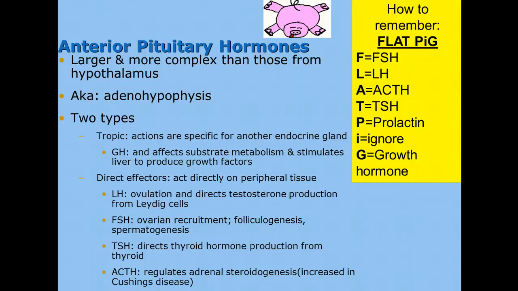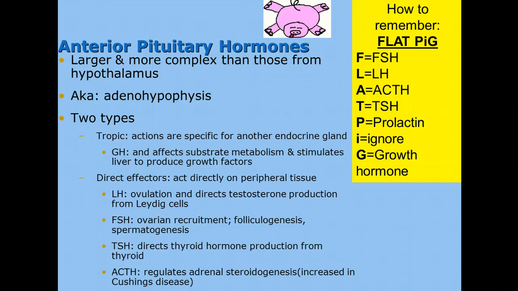FSH, LH, the A is ACTH, T, TSH, P, prolactin, ignore the I, and G being growth hormone. So flat pig are the hormones that are there. So if that'll help you kind of memorize which ones are anterior versus posterior, I really hope it does. So let's talk about each of these hormones and what they do.